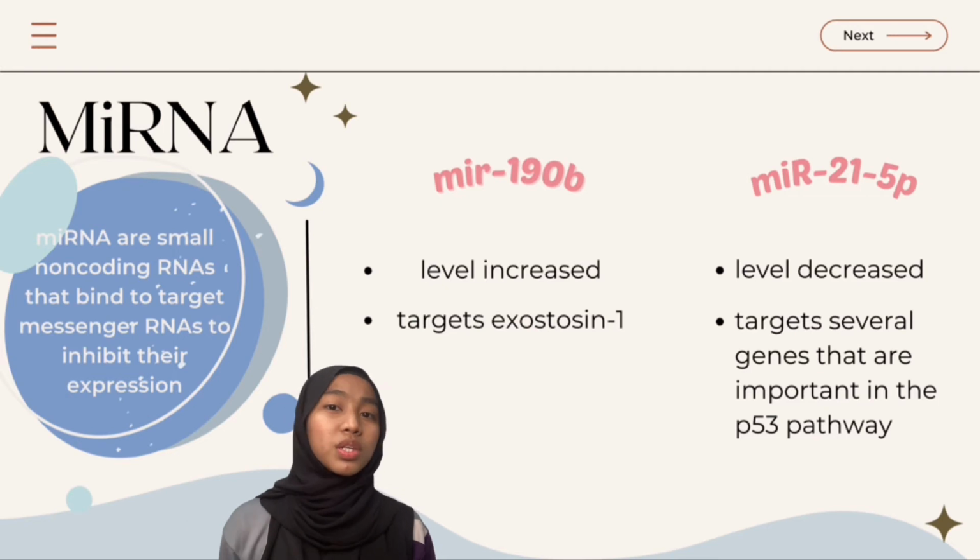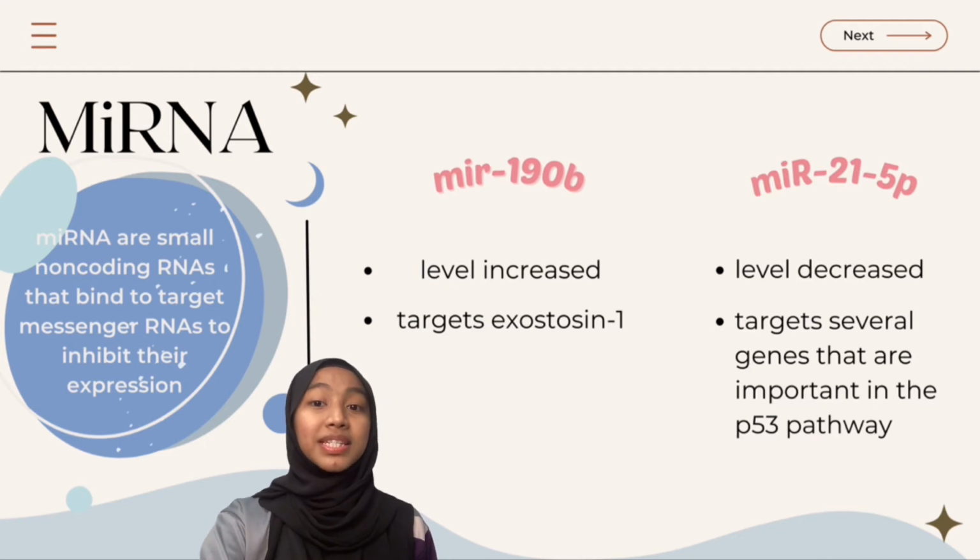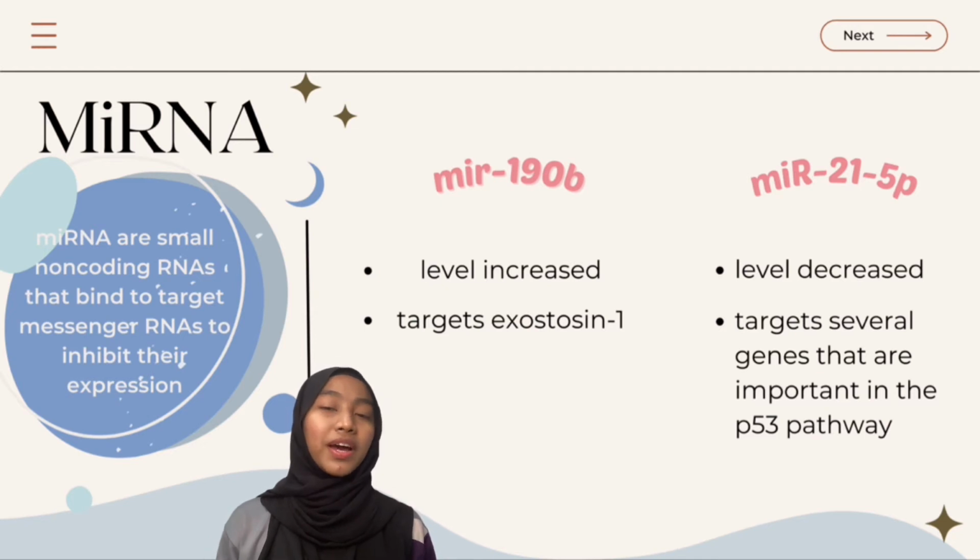Aging is also associated with decreased levels of MIR215P, which targets several genes that are important in the p53 pathway and plays a crucial role in the aging process. Other miRNA levels are also affected because of aging, such as higher level of MIR134 and lower expression of MIR132.